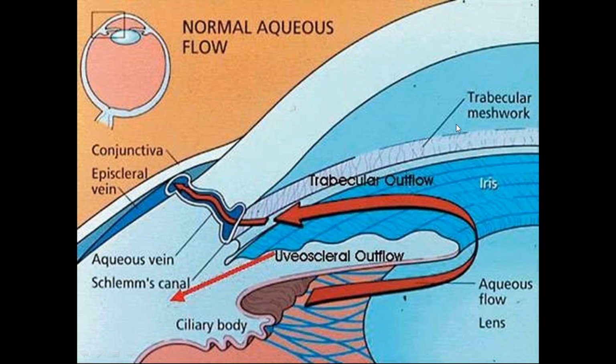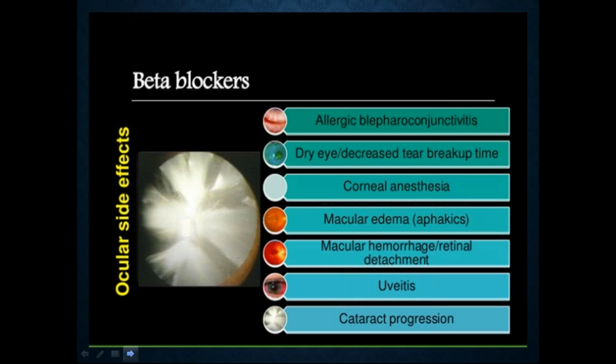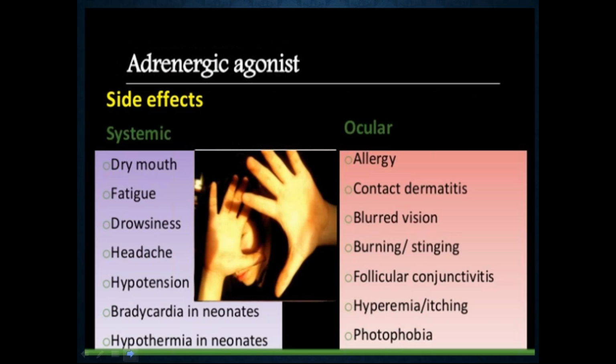So you can see here, this is the iris, right? And here you can see the trabecular outflow. When the pupil constricts, there will be extension, or expansion, of the muscles of the iris. When this happens, you can see the trabecular meshwork opens. This is all the trabecular meshwork. This opens, and there will be drainage of the aqueous humor through the trabecular meshwork. This is how it acts.